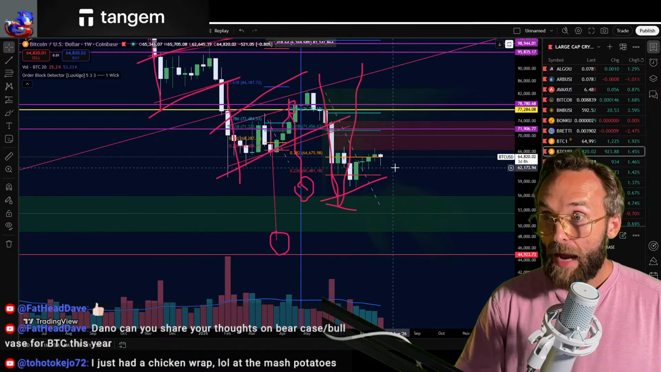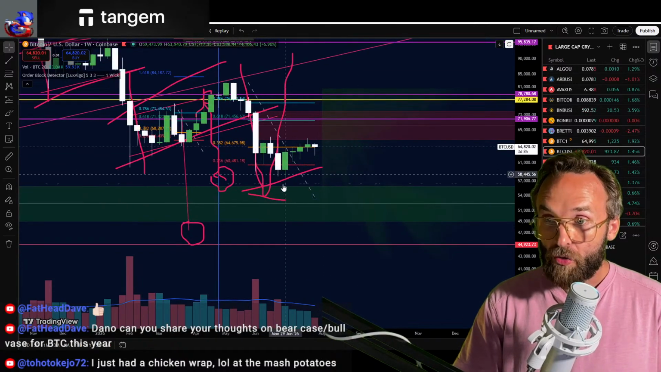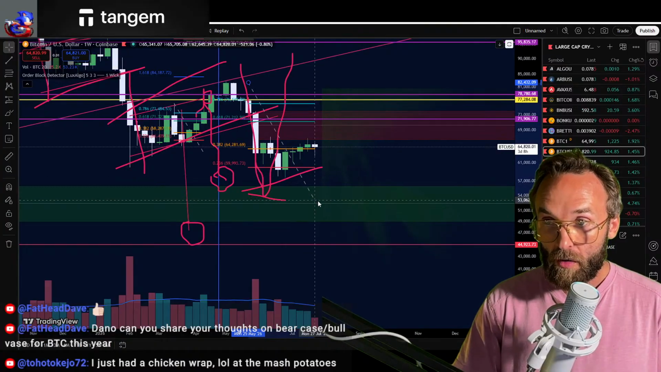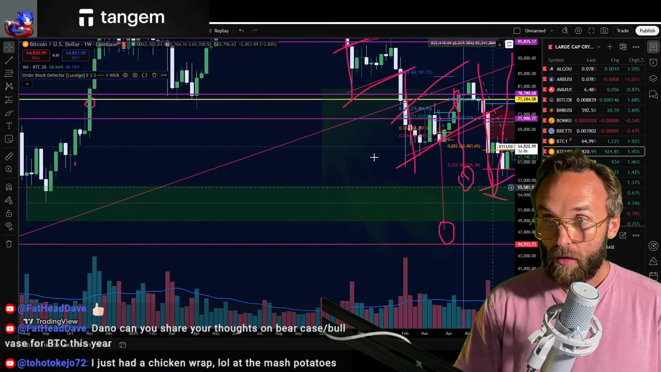Now we're sitting at the 382. We already bounced off the 236 area, which is part of the fib extension. You pull the fib from here. Look where the previous low is. High to low.